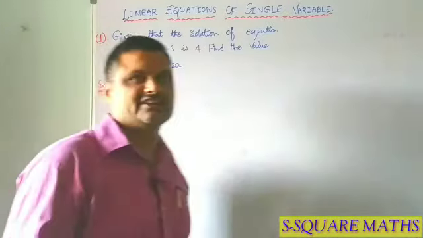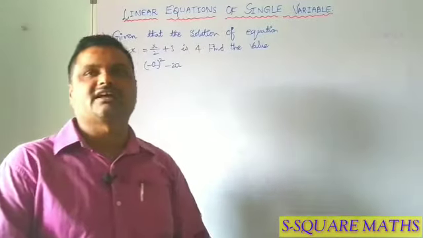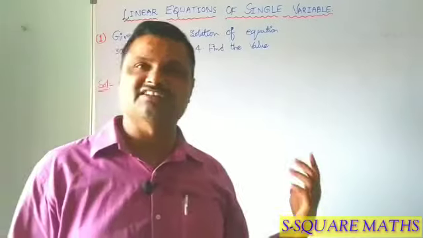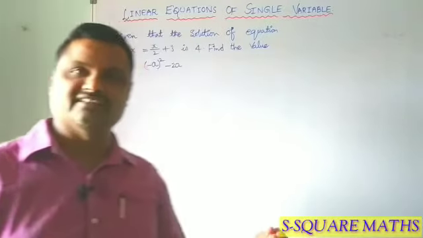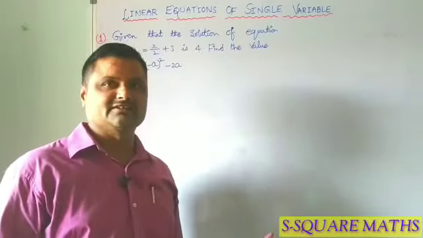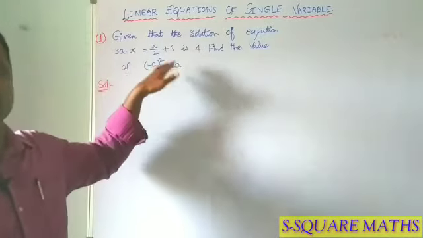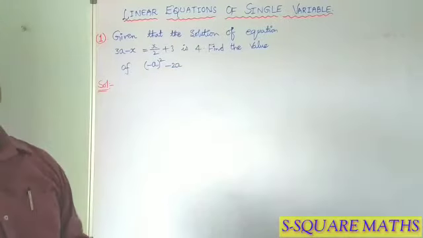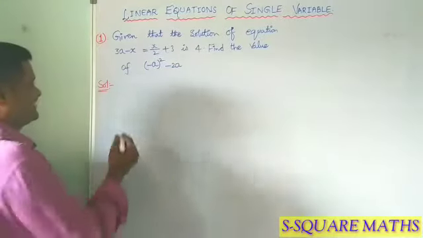After seeing the question, the beginners of the IIT foundation or Olympiad students might get confused. Actually it's a very easy question. They know how to solve a simple equation. Along with this there is an additional thing: after solving, find the value of (minus a) whole square minus 2a. So let us start now.